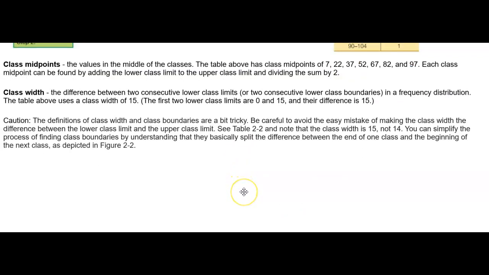Now, caution, okay? The definitions of class width and class boundaries are a bit tricky. So be careful to avoid the easy mistake of making the class width the difference between the lower class limit and the upper class limit. Okay? Now, also, make note that the class width is 15, not 14. And you can simplify the process by finding class boundaries by understanding that they basically split the difference between the end of one class and the beginning of the next class.